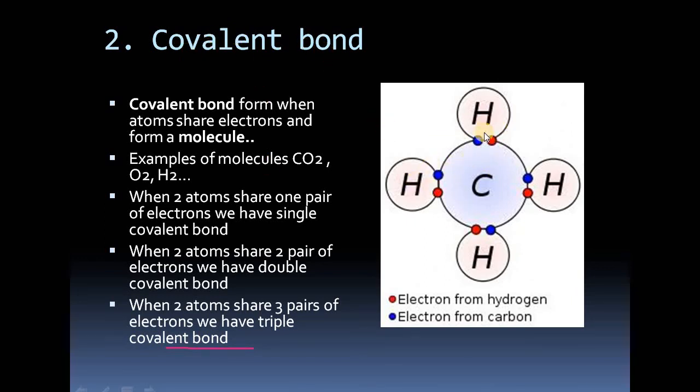For the covalent bond, we have sharing of electrons. Neither of these atoms wants to lose its electron and neither wants to gain. So they make a deal and they share their electrons to form the covalent bond.